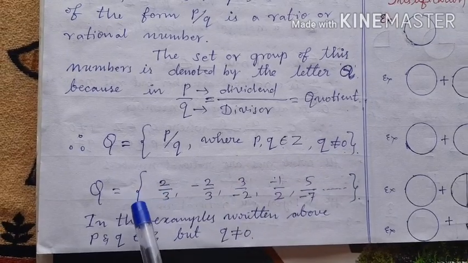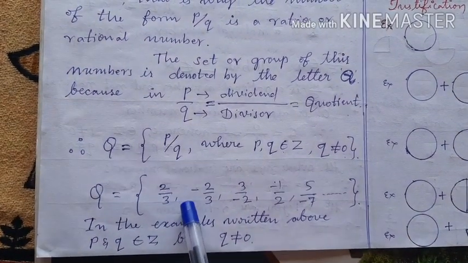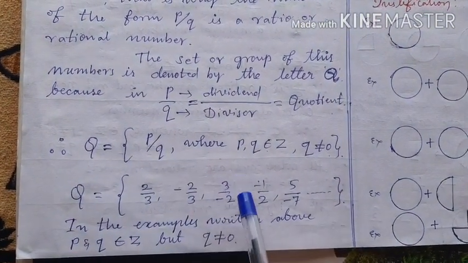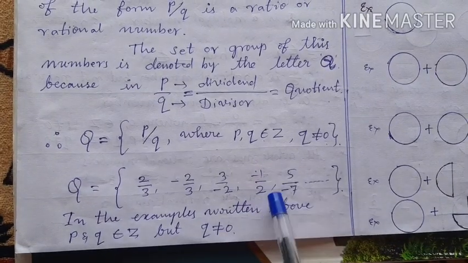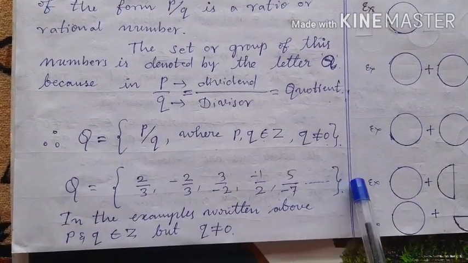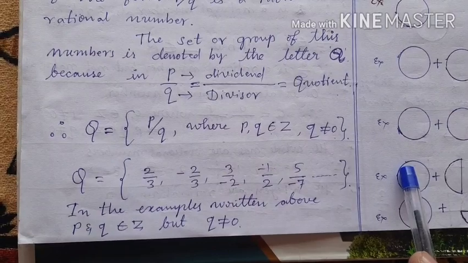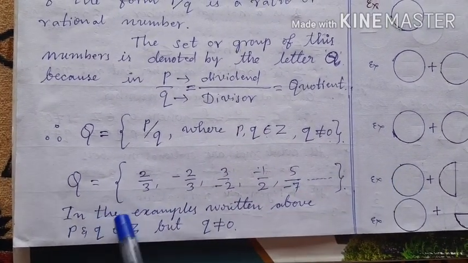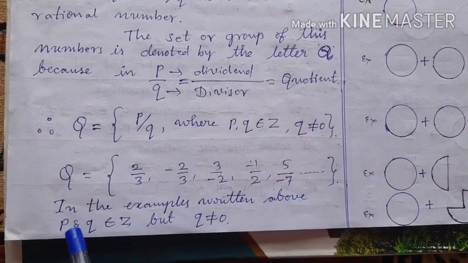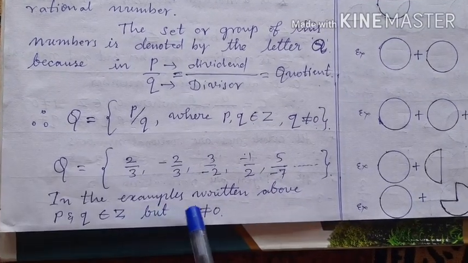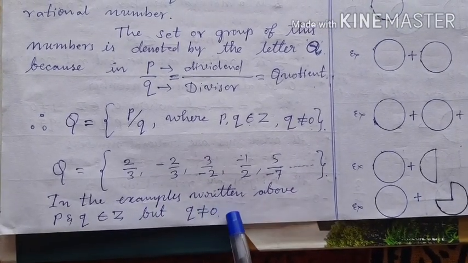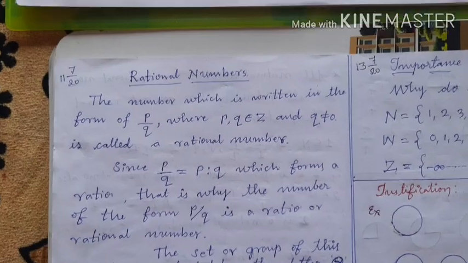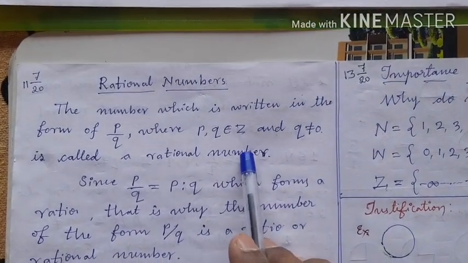Examples for rational numbers are 2 by 3, minus 2 by 3, 3 by minus 2, minus 1 by 2, 5 by minus 7, etc. In the examples written above, P and Q are integers, but Q is not equal to 0. This is all about the rational numbers.